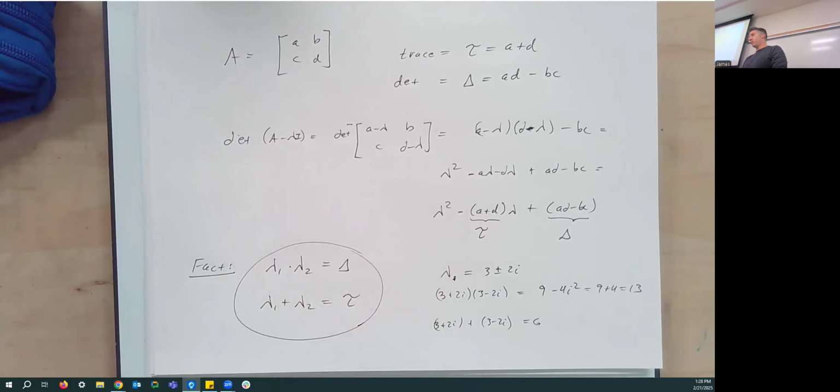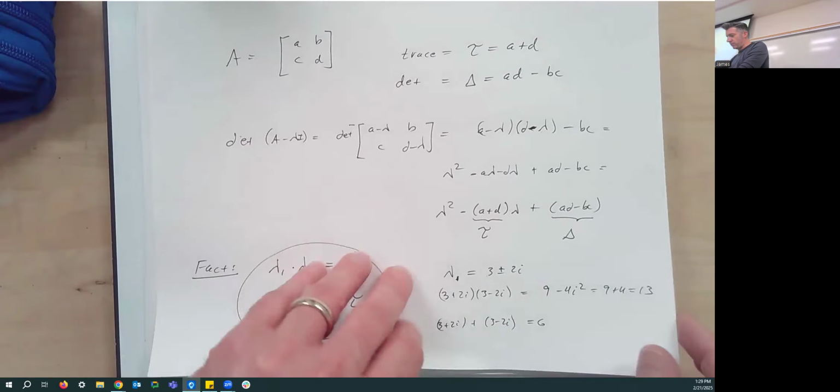And actually, I don't think any of you have to ever take linear algebra, but if you ever took linear algebra, this fact is true for larger matrices as well. If you have a 3x3 matrix, the trace is the sum of all 3 of your eigenvalues, and the determinant is the product of all 3 of your eigenvalues. It's kind of cool. It's super useful if you take linear algebra.